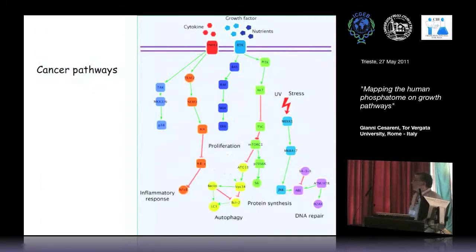Since we have some support from the Italian Association on Cancer Research, we focused on a series of pathways, here drawn in a very incomplete way as linear pathways, that are involved in cell growth or homeostasis. So the pathway induced by cytokine ending up in P38 activation and NF-kB migration to the nucleus, or receptor tyrosine kinase.